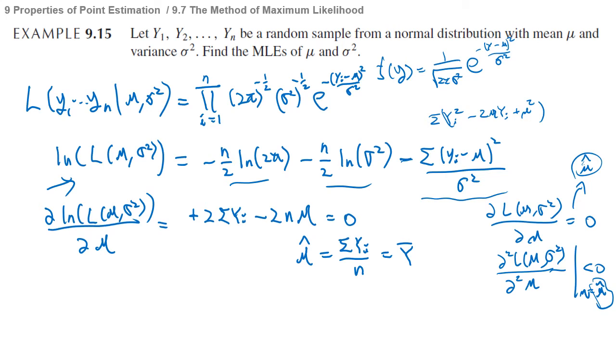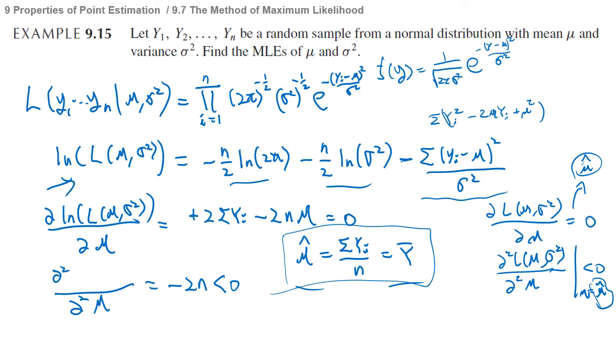So this is our estimate for mu, and if you get the second derivative, then this is minus 2n, which is less than 0, and so our mu hat is the MLE. The likelihood is maximized at mu hat equals y bar. Okay, and then let's move on to the sigma square part.